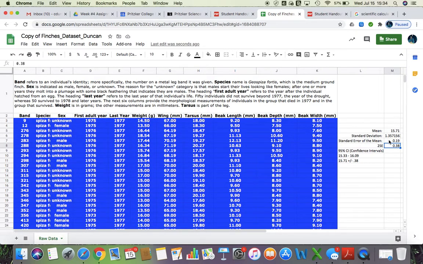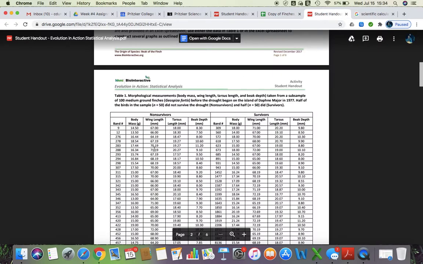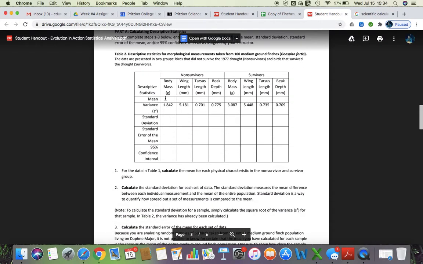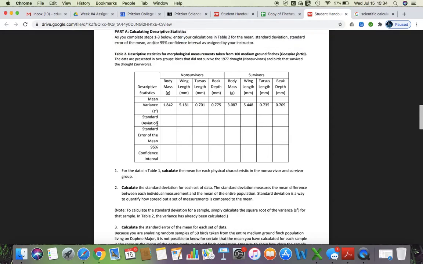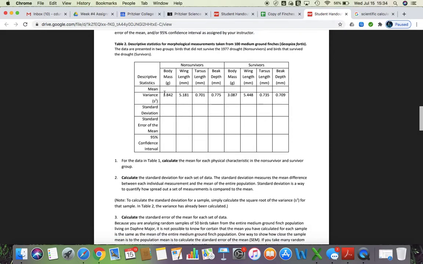So that's how I would do both standard error of the mean and a 95% confidence interval. So if you're looking at your assignment, we've calculated the average, the standard deviation, the standard error of the mean, and the 95% confidence interval as well. All of those for body mass for the non-survivors. So I hope that these two have been helpful for you.